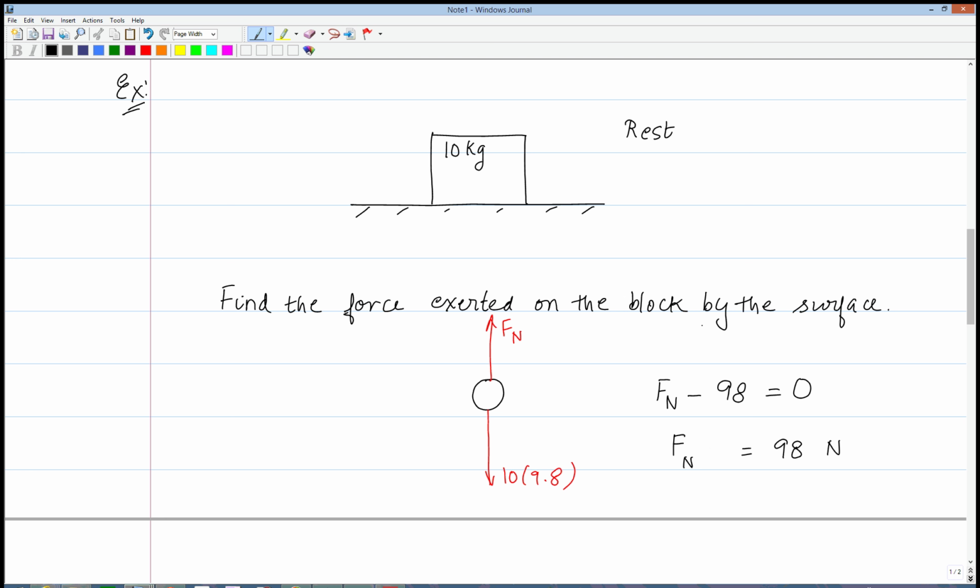Now, if the question was what is the force exerted on the surface by the block, the answer to that also would have been 98 newtons. It'll just be pointing downward. Make sure you understand that also, because if I ask you what is the force exerted on the surface by the block, I don't want you getting confused. Just find the force that the surface exerts on the block first, and then the force that the block exerts on the surface is going to be an equal and opposite amount of force. So it'll be the same value but in the opposite direction. Alright, so that's the end of this simple problem.